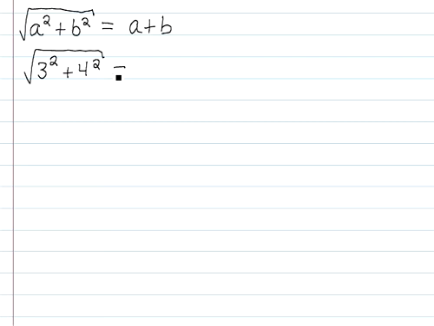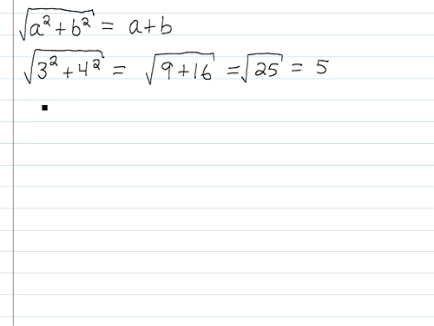And just work this out. So 3 times 3 is 9. 4 times 4 is 16. So if you add those two numbers together, you get 25. And if you just focus on the positive root, since these are positive numbers, the square root of 25 is 5. So if I use the original expression with the numbers 3 and 4, I get 5.